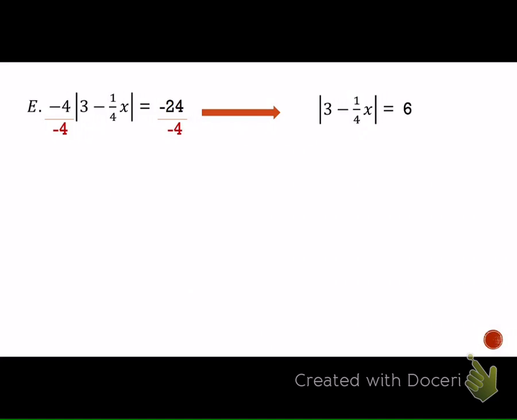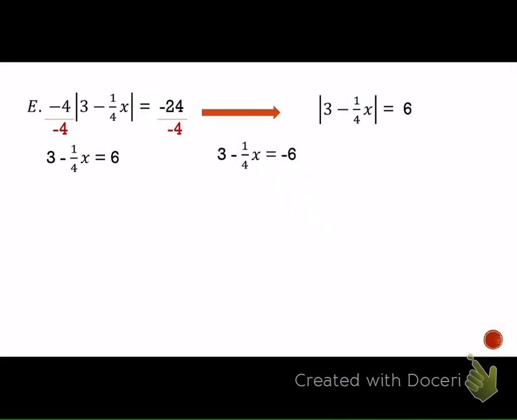So what's inside the absolute value symbol can equal what? 6 or negative 6. So write your two equations and then solve. The trick here, or one of the troubles here, is if you solve it wrong once, you're probably going to solve it wrong again.